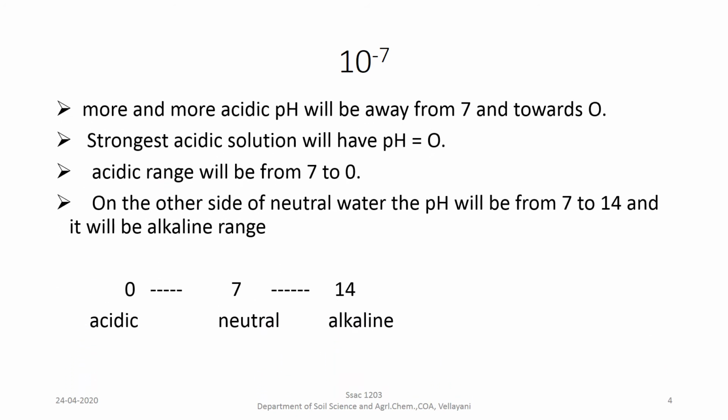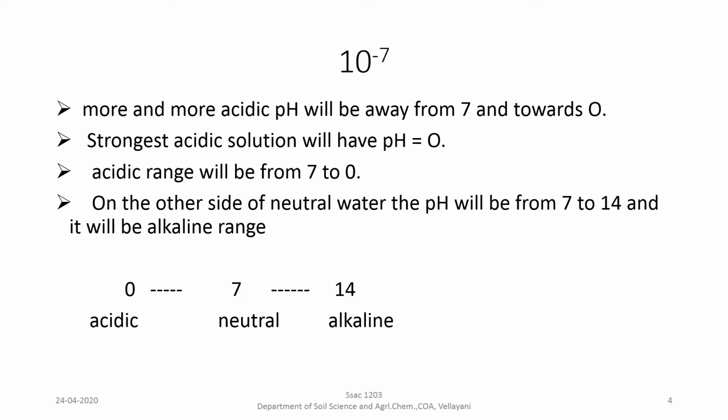Now, the acid solution will have a hydrogen ion activity greater than that of pure water. That will be greater than 10 raised to minus 7. And alkali solutions will have a hydrogen ion activity less than that of pure water. So it should be less than 10 raised to minus 7.